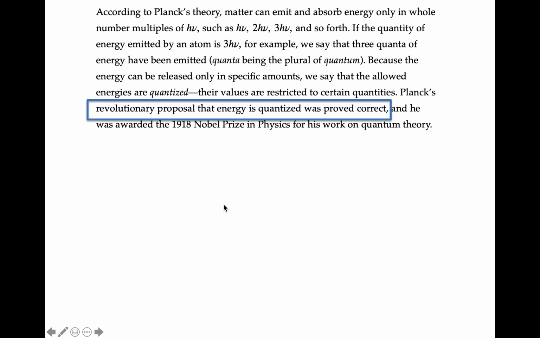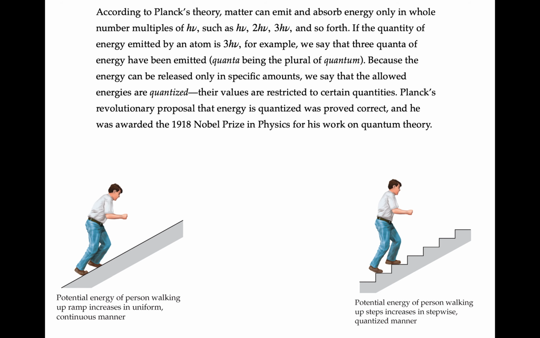This is said to be a revolutionary proposal. And Planck goes on to win the Nobel Prize for it. Why is this revolutionary? The book uses this example. So let's say we think of an everyday example involving potential energy. If any potential energy value is possible, it would be like a ramp. You've got a continuous range of values. A little bit up, a little bit down. If potential energy was quantized, it could only be at those particular steps. You could be higher or lower, but you had to be on one of the steps.